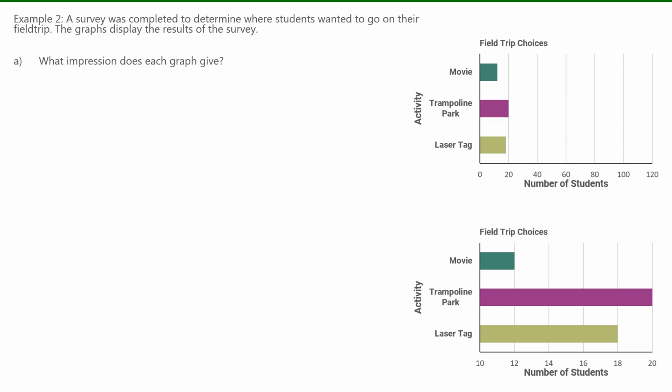So what impression does each graph give? Well, the first graph makes it appear as if there was very little difference between categories. Each bar is actually less than 20, so it compresses all the information in that tiny space. All the additional numbers in that scale, so when it goes beyond 40, 60, 80, 100, those are actually irrelevant. Those aren't used at all. There is no bar, there is no data that goes above 20.